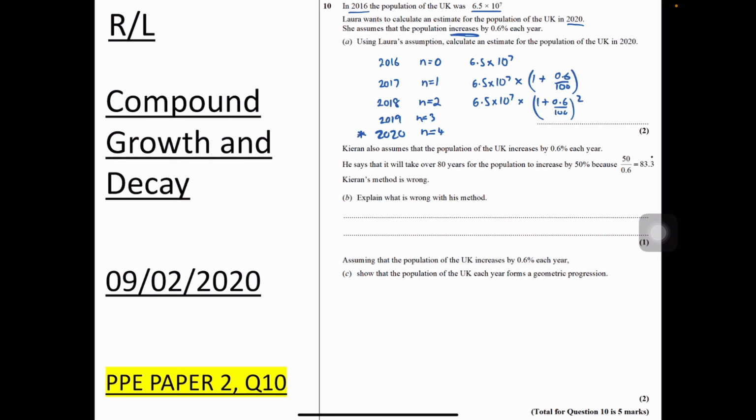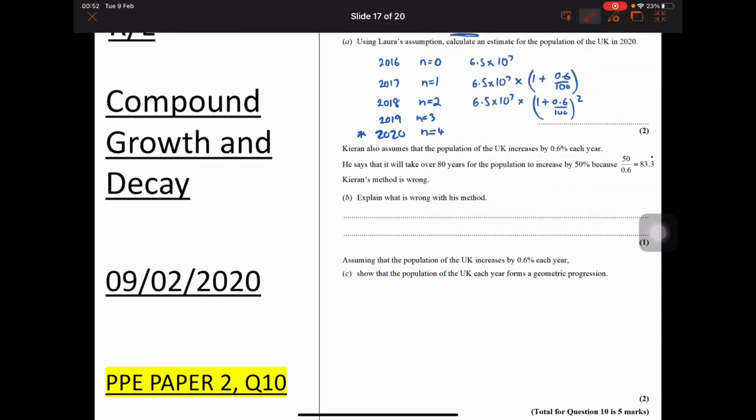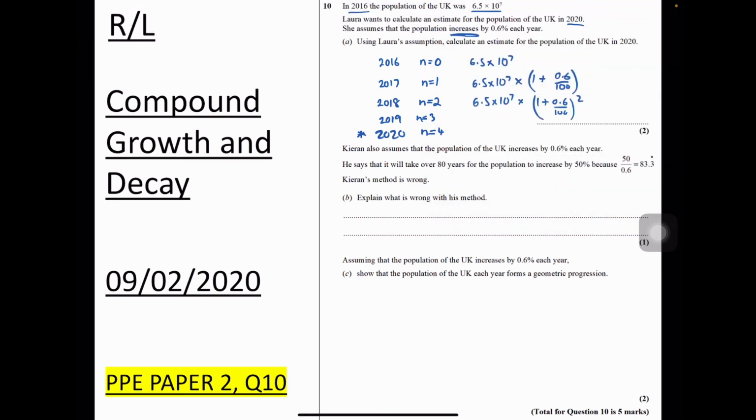So to answer this question, I'll use a different color pen. 6.5 multiplied by 10 to the 7 multiplied by 1.006 to the power of 4, because it's been 4 years, that would give us an estimate for the population of the UK in 2020.